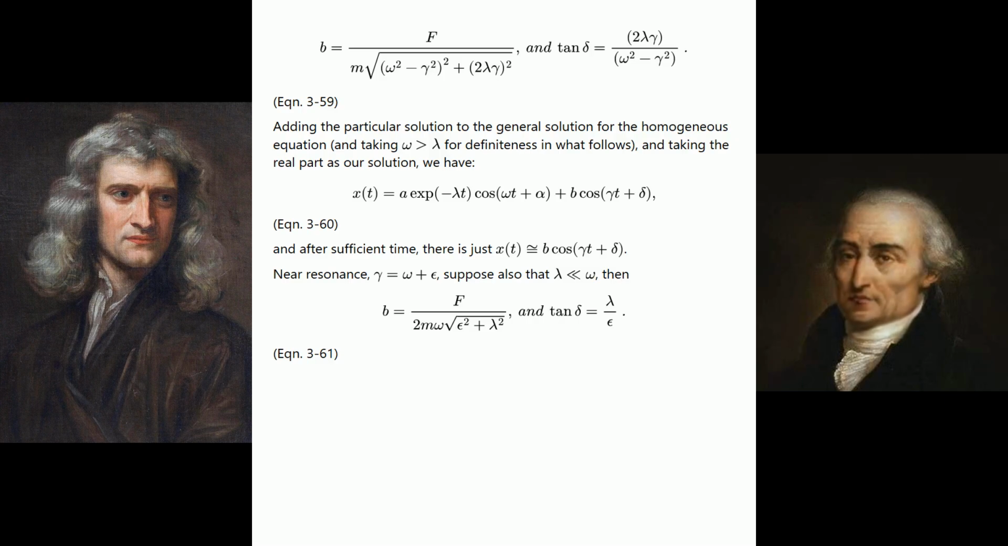Adding the particular solution to the general solution for the homogeneous equation, and taking omega greater than lambda for definiteness in what follows, and taking the real part as our solution, we have, see equation 3-60. And after sufficient time, there is just x of t approximately equals b cosine of gamma t plus delta. Near resonance, gamma equals omega plus epsilon. Suppose also that lambda is much less than omega, then see equation 3-61.